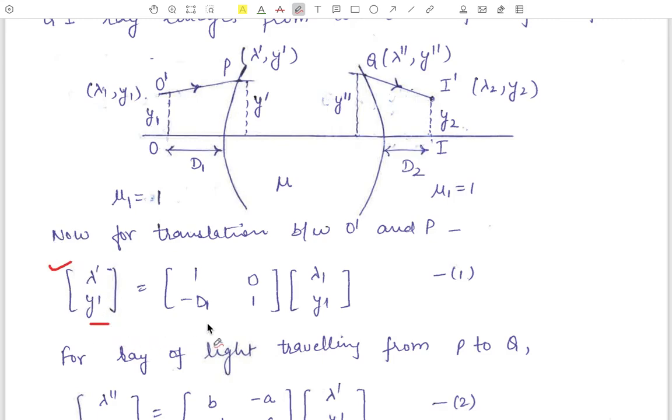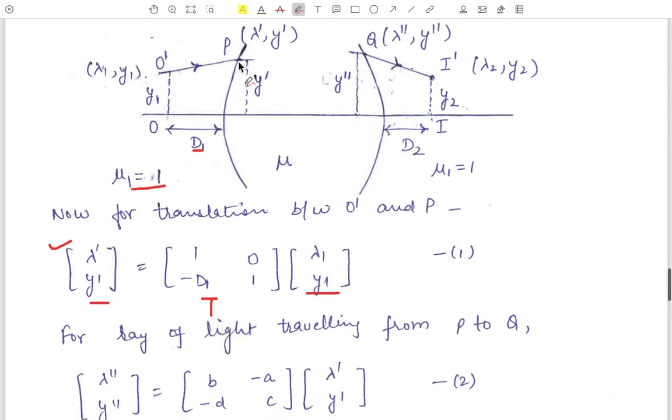Output matrix is equal to the translation matrix into input matrix. Input matrix lambda 1 y1 again and output matrix lambda dash y dash. The translation matrix 1 0 d upon mu 1. D is here minus d1 and mu, say mu is equal to 1. ठीक है, so we get minus d1 here.